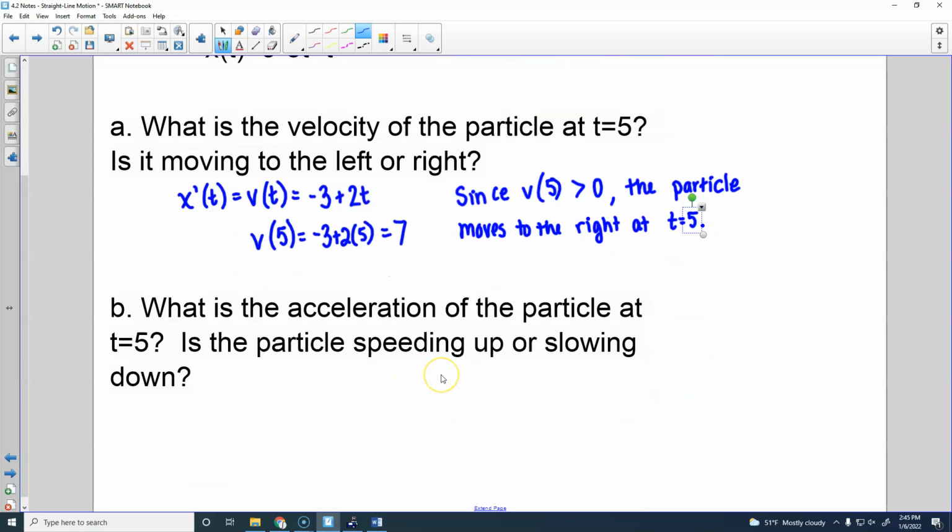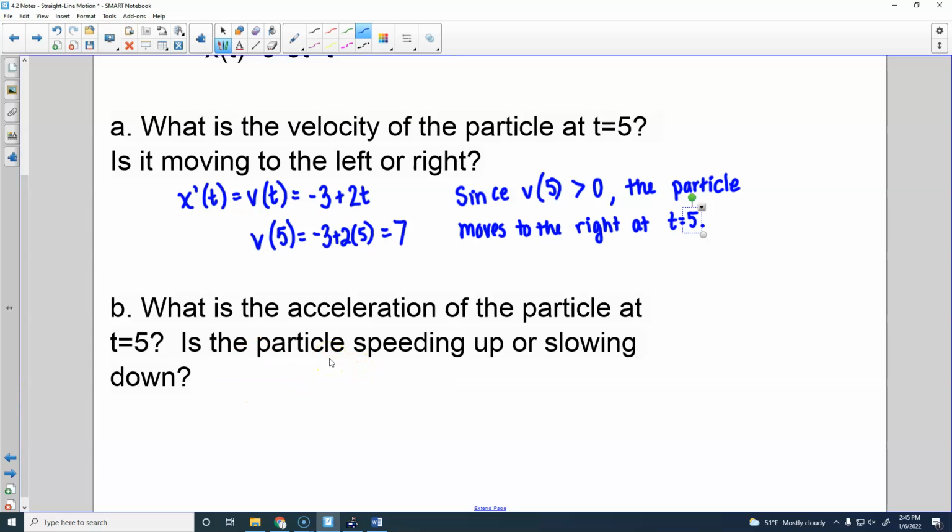Alright. What is the acceleration of the particle at t equals 5? Is the particle speeding up or slowing down? This is something you need to pay attention to, because to me this is confusing. So, it asks for acceleration, so we need to find the acceleration.